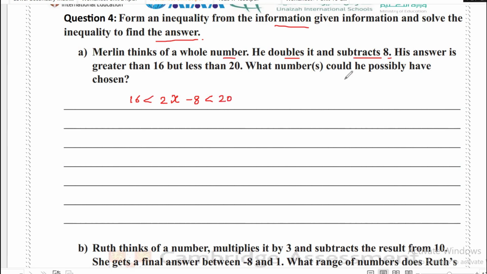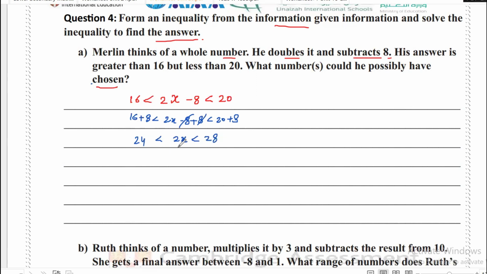And what number could possibly be chosen, we will see at the end. But first we will simplify, and the idea is the same: how to remove this minus 8 first. So add 8 throughout the inequality, means 16 plus 8 less than 2x minus 8 plus 8, so less than 20 plus 8. So cancel minus 8 plus 8. We have 24 less than 2x less than 20 plus 8, which gives me 28.